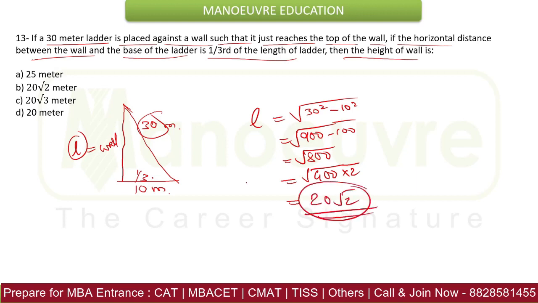So that will be the length, you can say length of the wall or height of the wall, that would be 20 root 2. So option B will be the answer here.